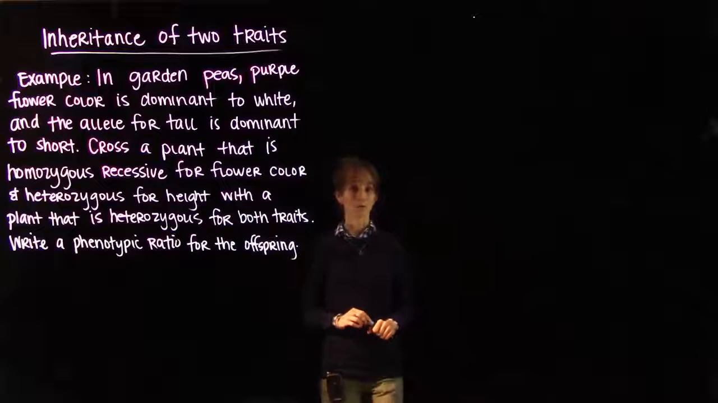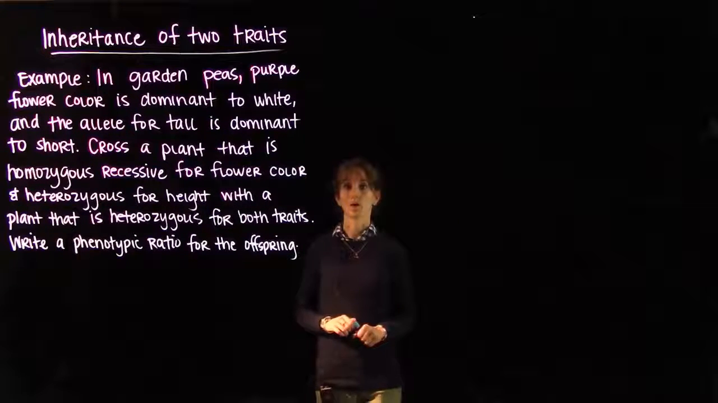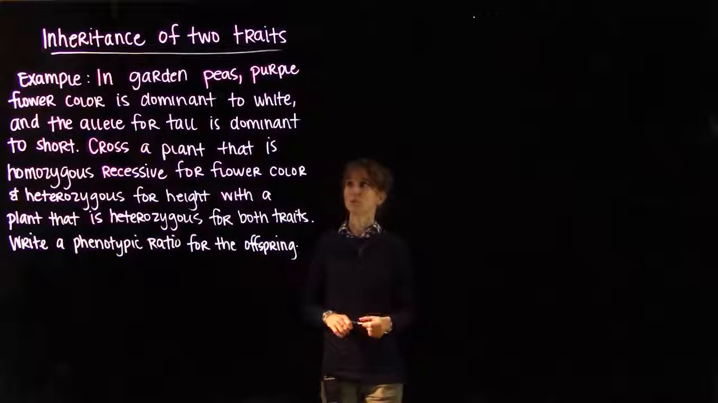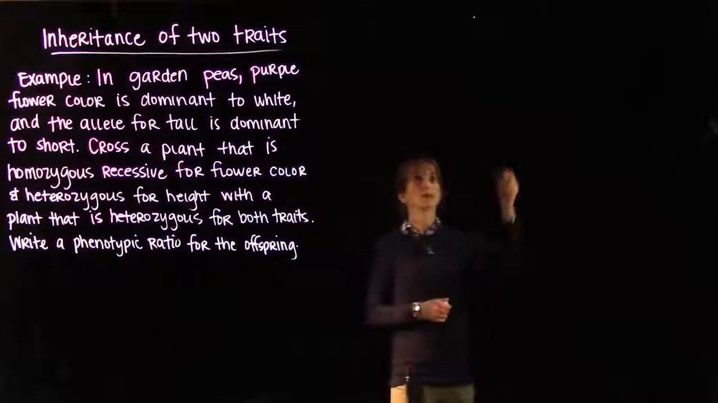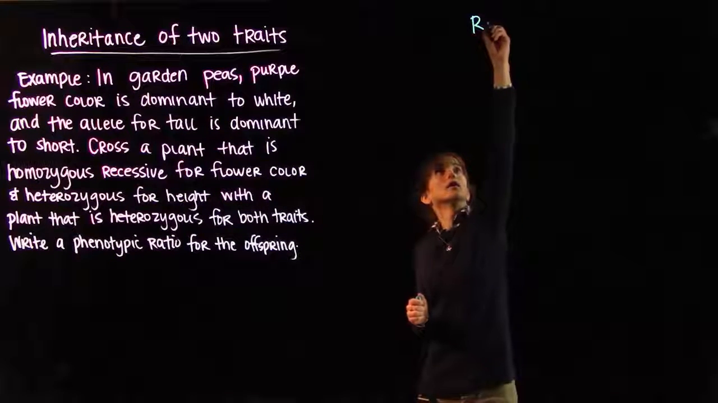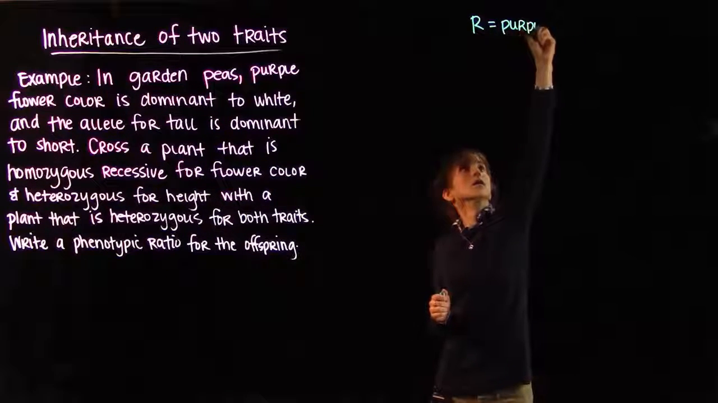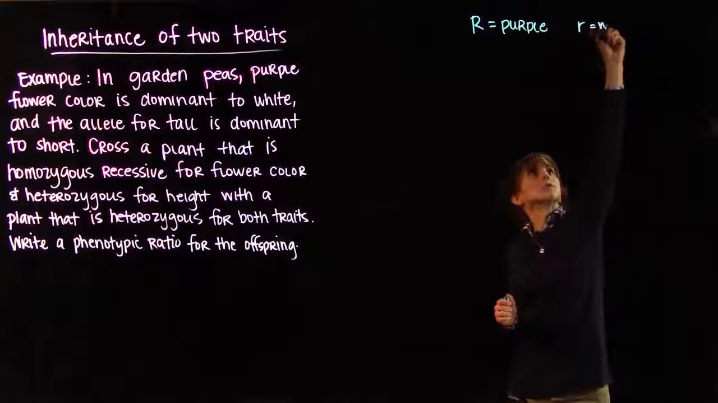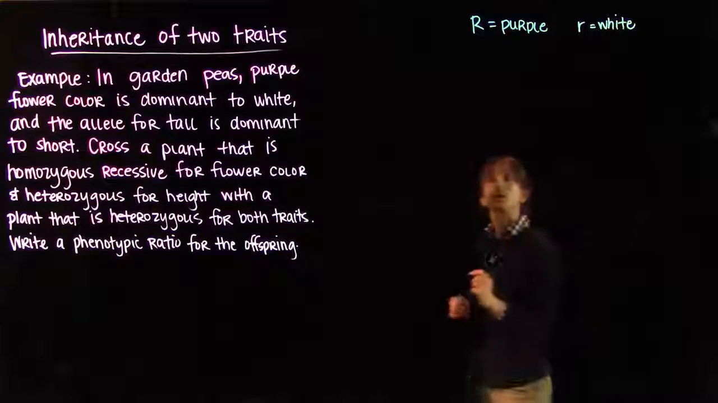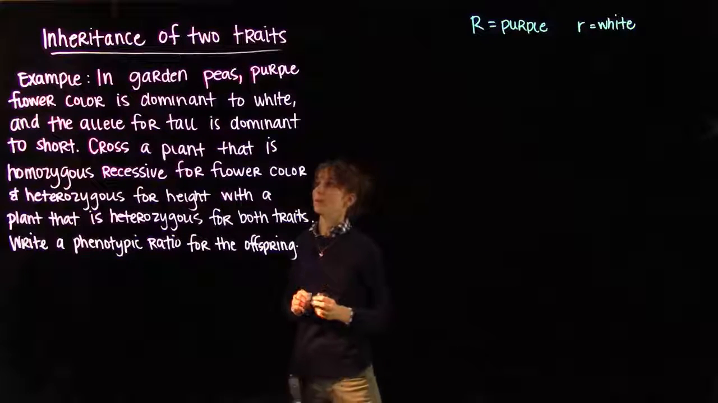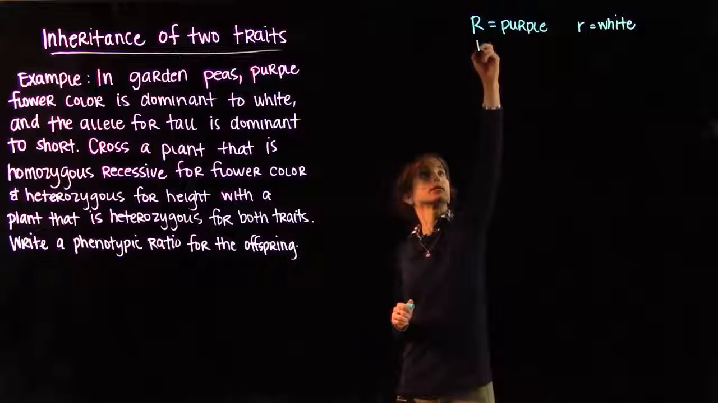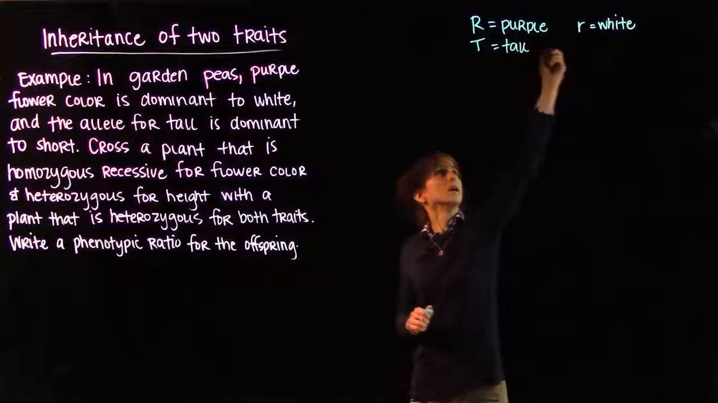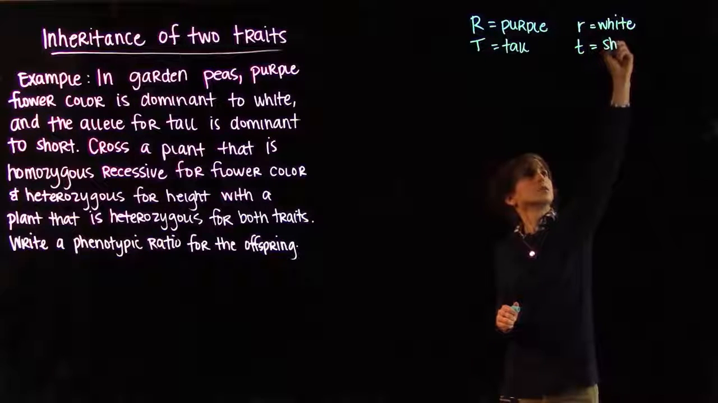The process that we're going to use here is the same as what we use when we are working with one trait. So I'm going to start by defining my notation. The question tells me that purple flower color is dominant. So I'm going to use a capital R to represent purple and a lowercase r to represent white. And I know that the allele for tall is dominant to the allele for short. So I'm going to use a capital T for tall and a little t for short.